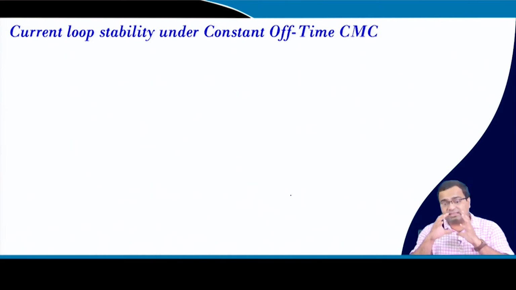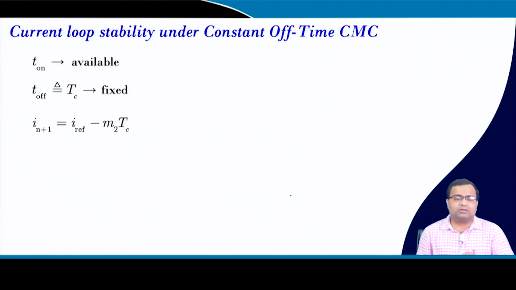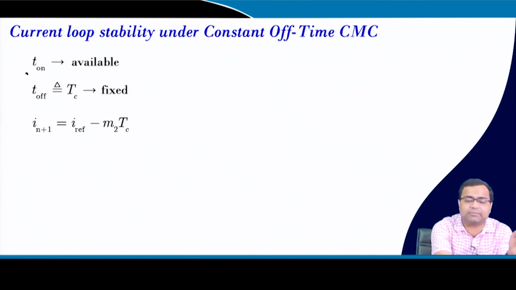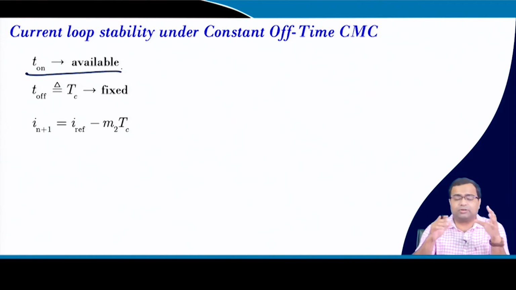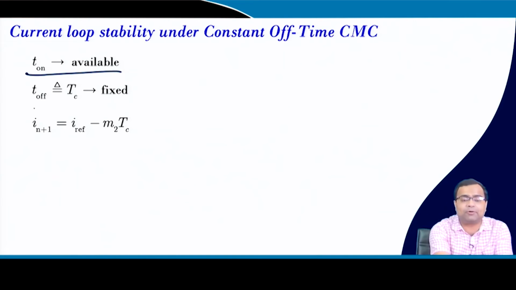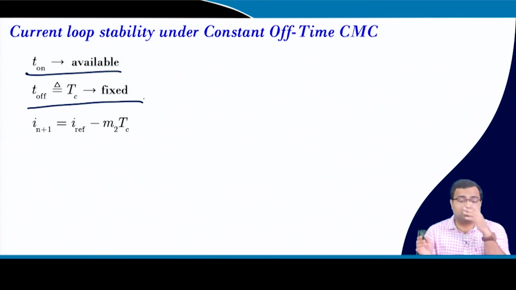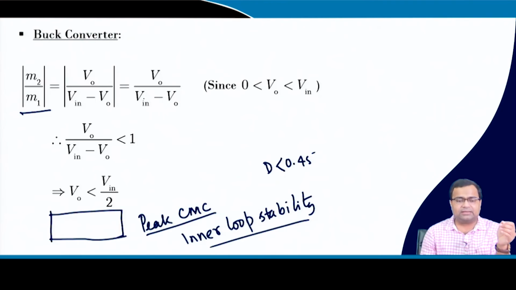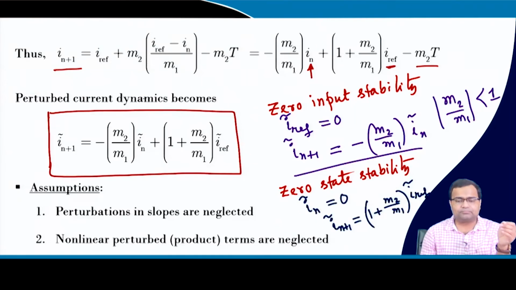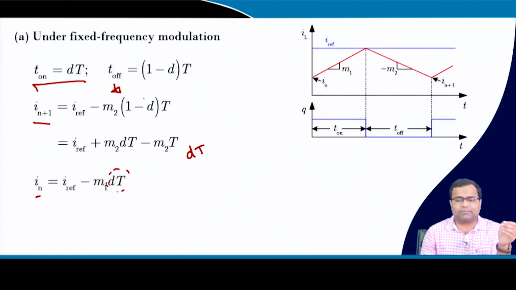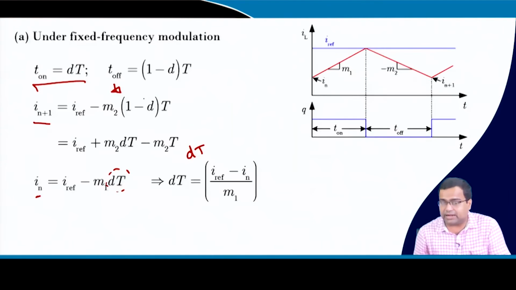Now, the same thing if we go for constant off time control. In constant off time control, we know the on time is coming from the outer loop, because the on time is decided by when the inductor current hits the peak current reference, but the off time for constant off time control is fixed. Now, we can refer to the same inductor current waveform which we used earlier.